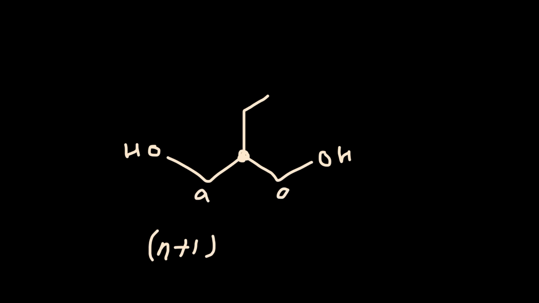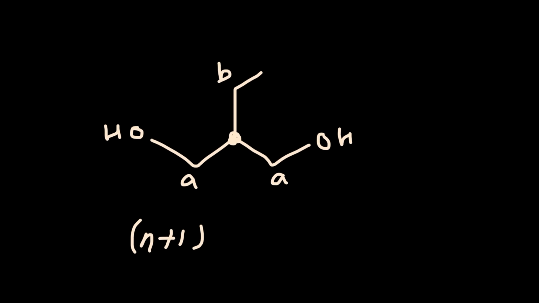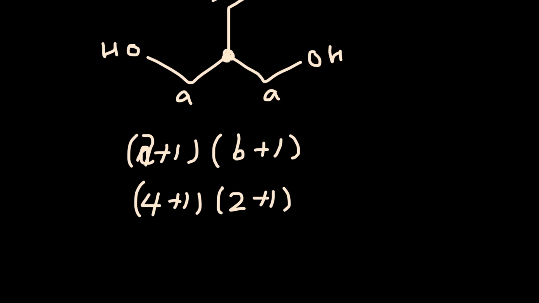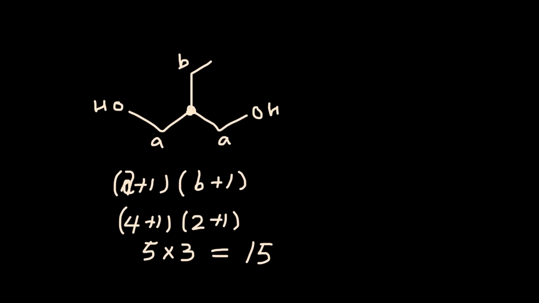Now this is one type of proton because these two are equivalent, but this is a second type of adjacent proton. It's non-equivalent. So then you would use this formula for adjacent equivalent protons and multiply it by other adjacent non-equivalent protons. So we have 4 protons numbered A, so this will be 4 plus 1 times B. B is a CH2, so that will be 2 plus 1. This will be 5 times 3, so you would expect a signal with 15 peaks. Okay, so that's how that works.